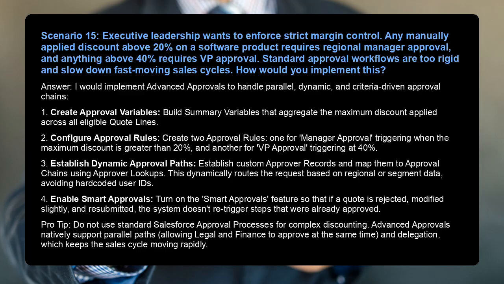3. Establish dynamic approval paths. Establish custom approver records and map them to approval chains using approver lookups. This dynamically routes the request based on regional or segment data, avoiding hard-coded user IDs. 4. Enable smart approvals. Turn on the smart approvals feature so that if a quote is rejected, modified slightly, and resubmitted, the system does not re-trigger steps that were already approved.